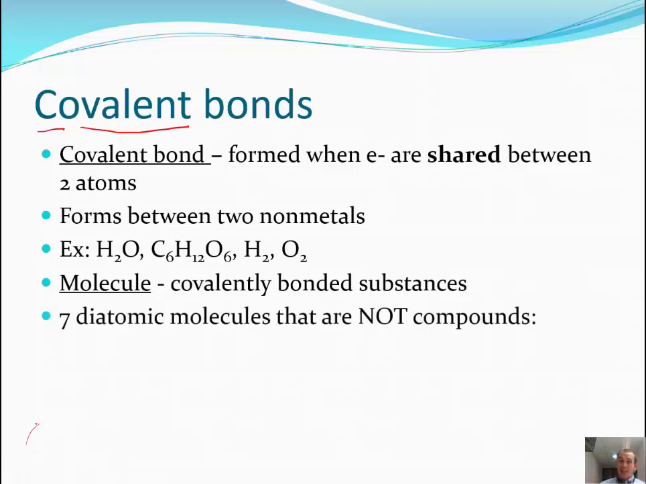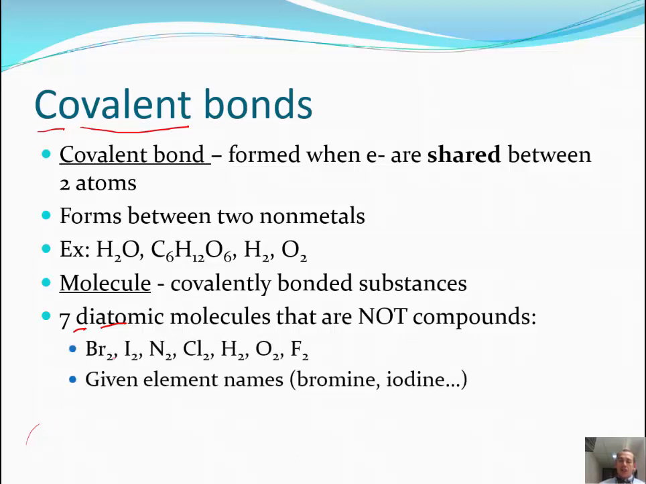Now, there are 7 diatomic molecules, di as in 2, atomic as in atoms. So 7 diatomic molecules that are not compounds. They contain 2 atoms bonded together, but they're the same atoms, so they're not actually compounds. That's bromine, iodine, nitrogen, chlorine, hydrogen, oxygen, and fluorine. These are the halogens. Okay, you'll notice bromine, iodine, chlorine, and fluorine are all group 7 nonmetals. They're very reactive, which means they really like to form bonds. So if there's 1 fluorine atom around, chances are there's 2, and they'll form bonds to stick to each other.